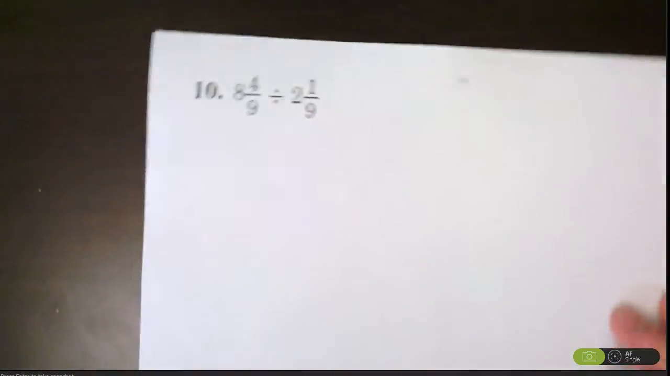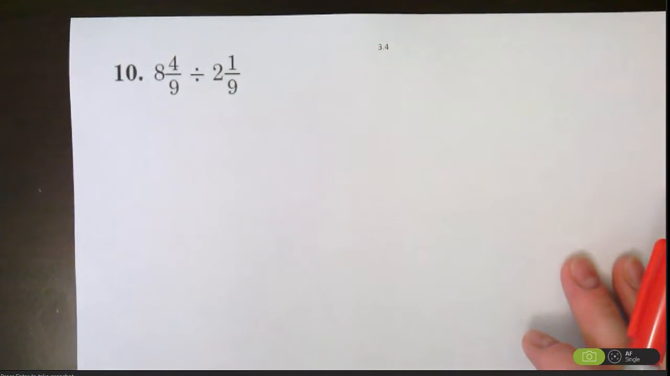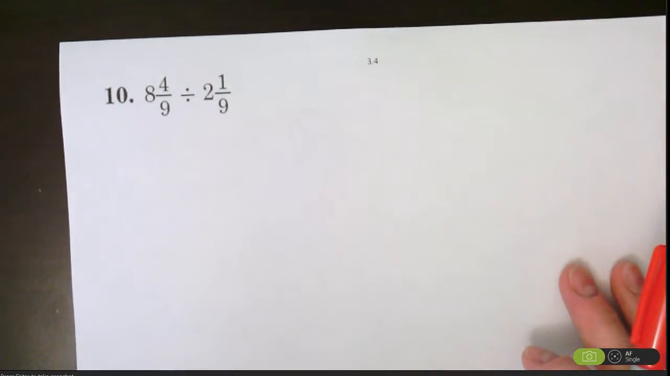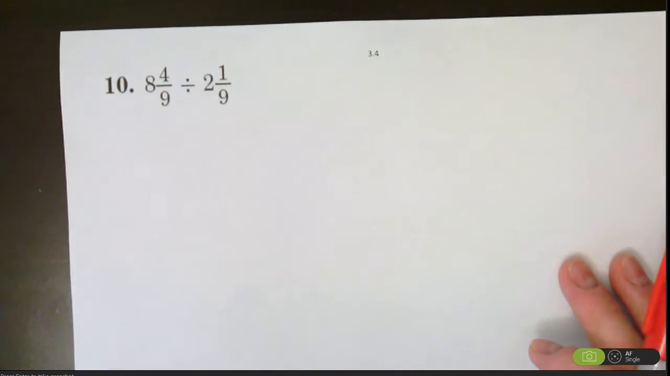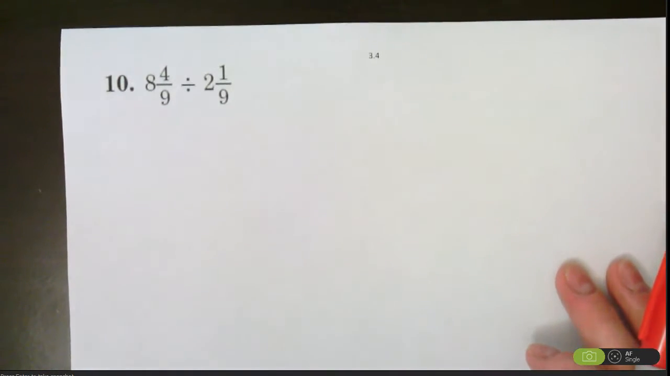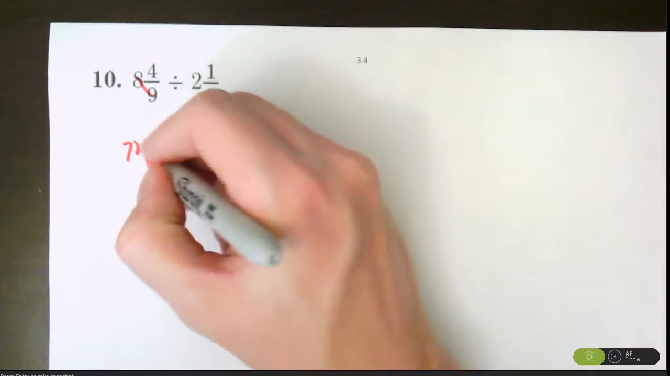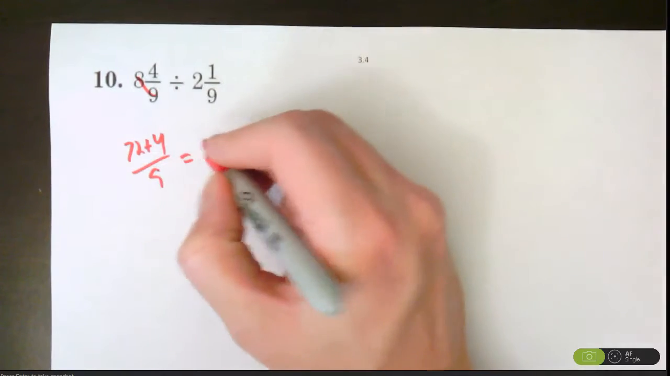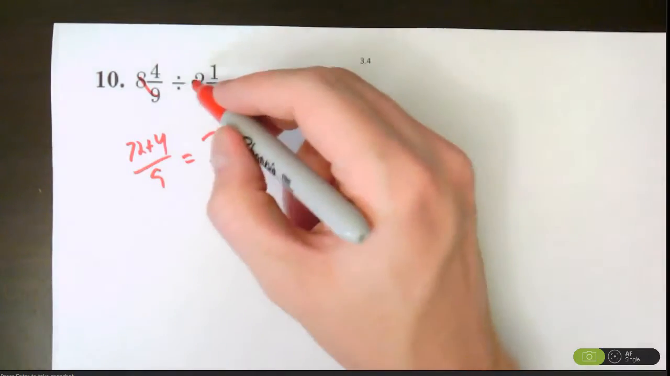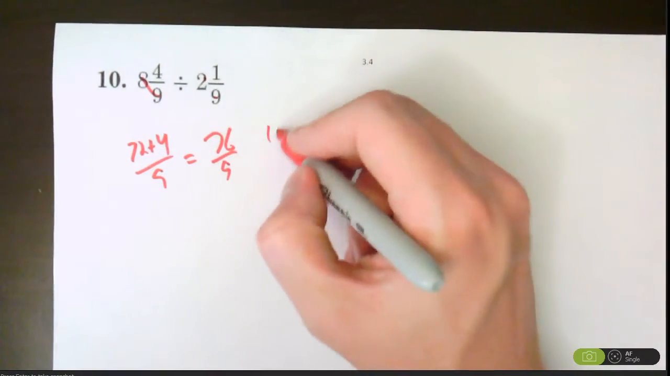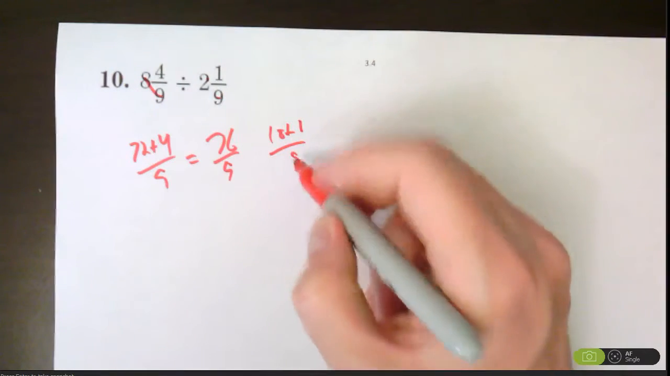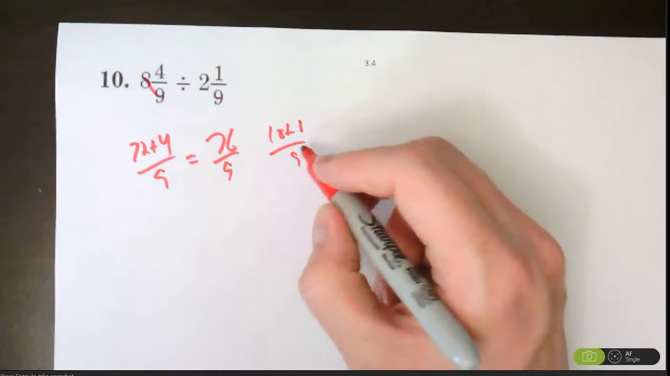All right, then number 10. This one is a mixed number. Now, if they're mixed numbers, what that means is you have to turn both of them into an improper fraction. That's how we divide. We don't have a way to get around that. So 8 times 9 is 72, plus 4 over 9 is 76 over 9. 2 times 9 is 18. 18 plus 1 over 9 is 19 over 9.